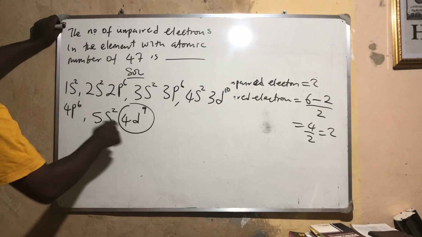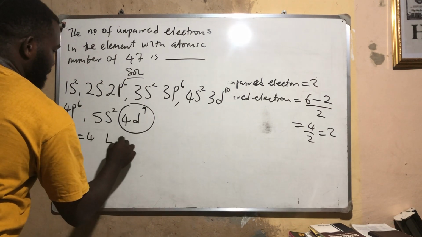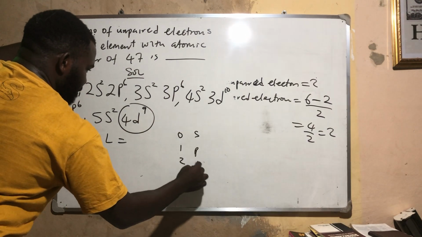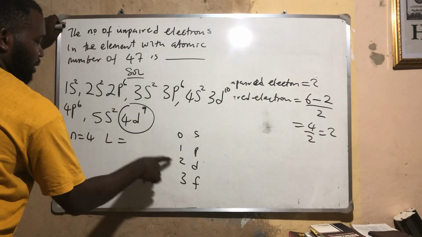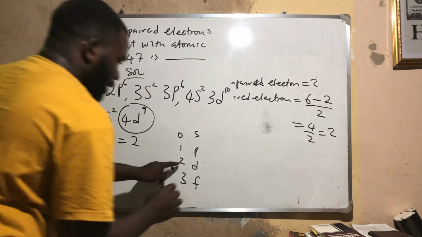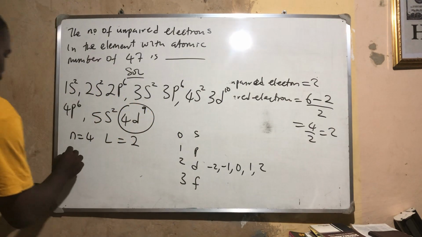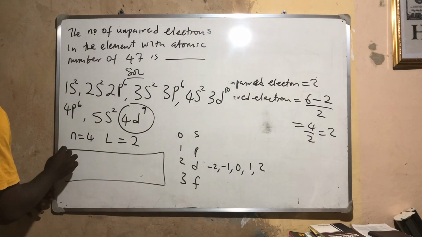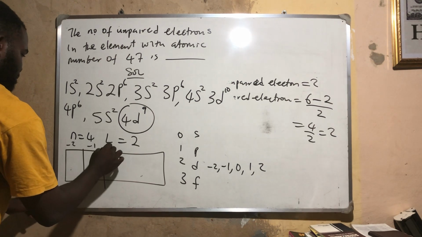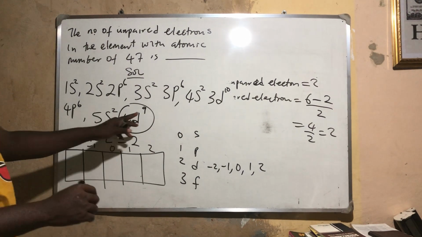Let me get something extra before getting the paired and unpaired electrons. From here, the coefficient shows that the principal quantum number is 4. Then the azimuthal quantum number is gotten from 0, 1, 2, and 3 for S, P, D, and F. Since it ends in D and D is 2, we have 2. And don't forget the magnetic and the spin quantum numbers. That 2 will start from -2, -1, 0, 1, and 2. So we draw it: -2, -1, 0, 1, and 2. The number of electrons we are sharing among them is 9.